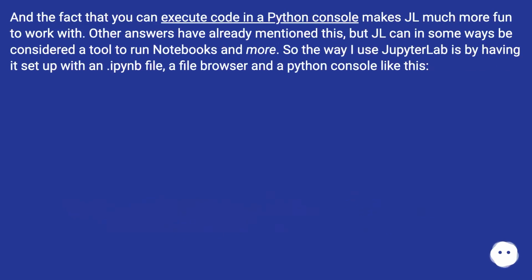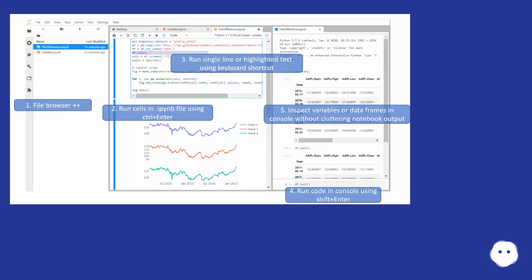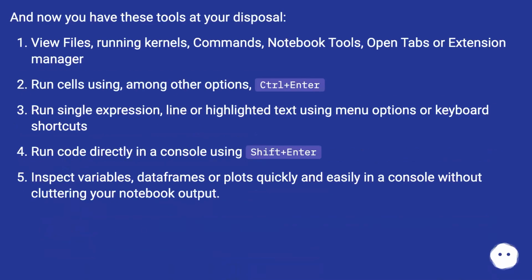And the fact that you can execute code in a Python console makes JL much more fun to work with. Other answers have already mentioned this, but JL can in some ways be considered a tool to run notebooks and more. So the way I use JupyterLab is by having it set up with an .ipynb file, a file browser, and a Python console like this. And now you have these tools at your disposal.